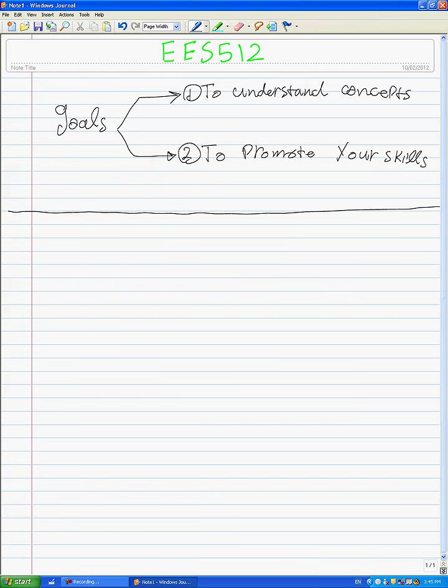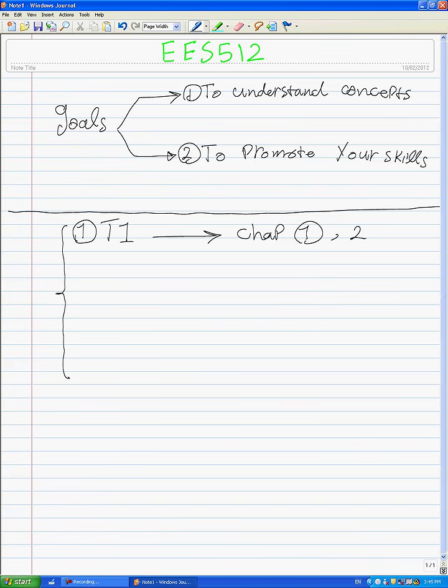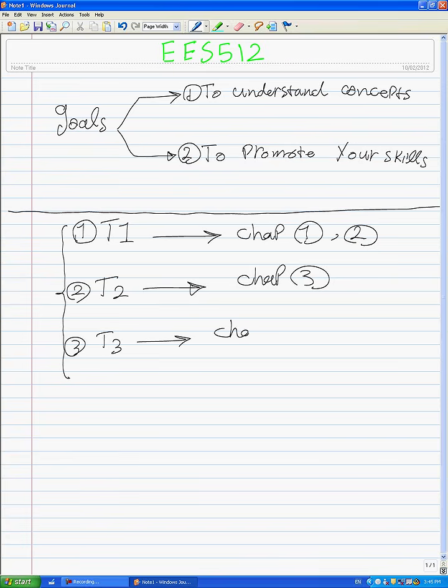This tutorial is organized as three parts. Part 1, or tutorial 1, covers chapters 1 and 2. Tutorial 2 covers chapter 3, and tutorial 3 covers chapter 4.